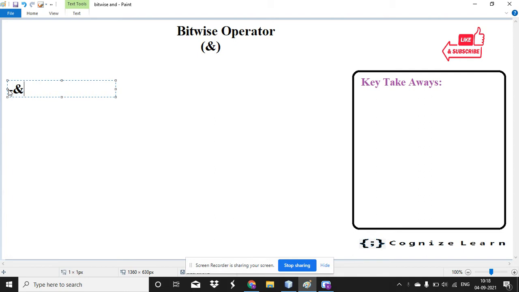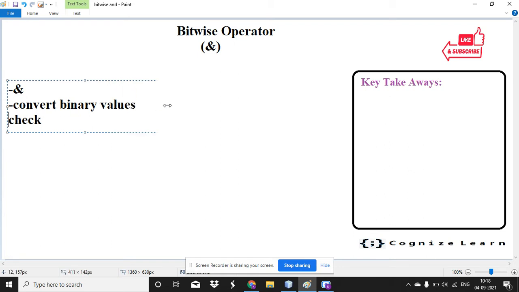And what is the purpose of this one? It is going to check your numbers. First it will convert all your decimal numbers or all your codes into binary values, and next it checks for the AND. First we have to understand how the AND works.